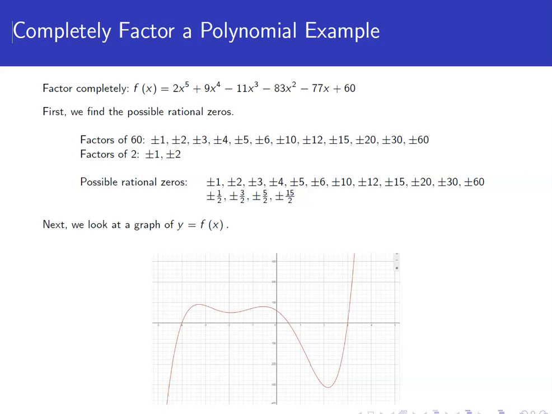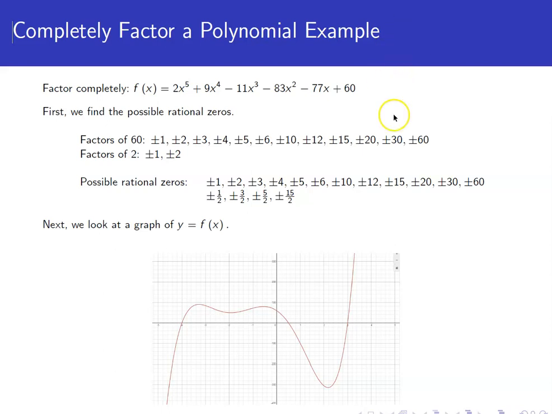In this video, we're going to do an example of factoring a polynomial completely. So, we have the function f of x equals 2x to the fifth plus 9x to the fourth minus 11x cubed minus 83x squared minus 77x plus 60. The main tool we have at our disposal is the rational root theorem. The rational root theorem again tells us where the function might have fractions that are roots.